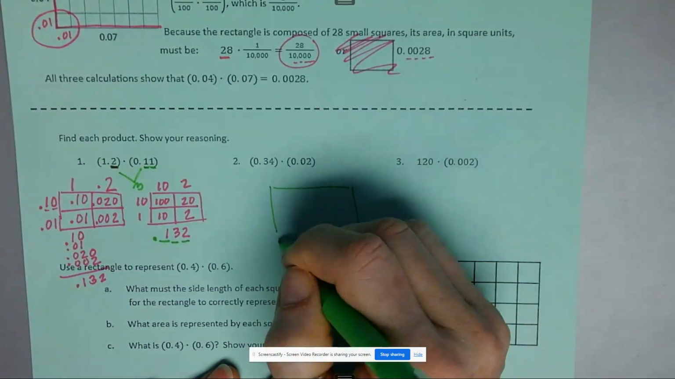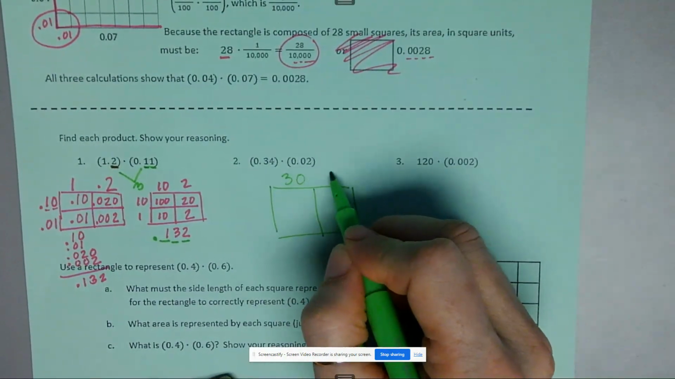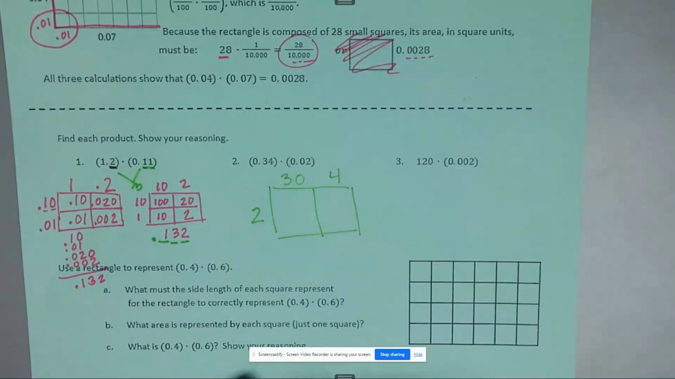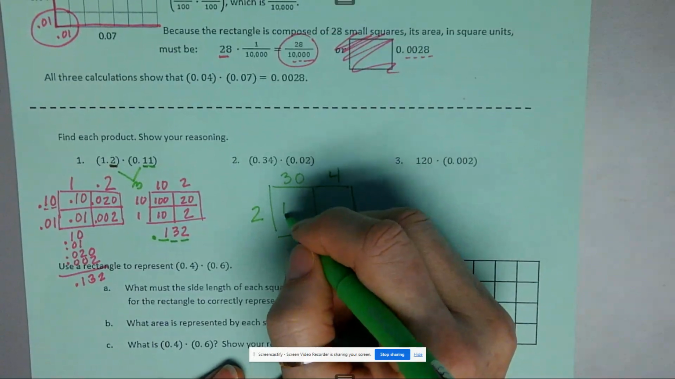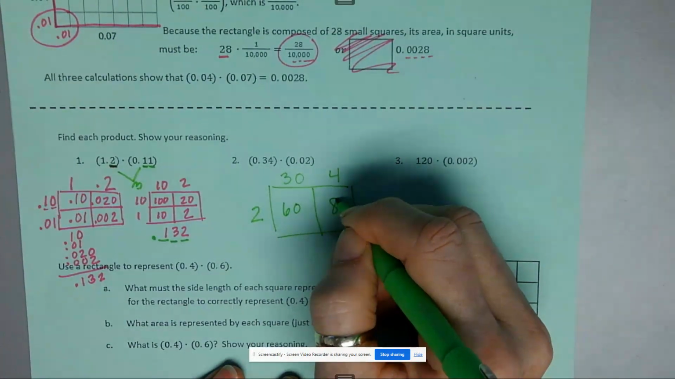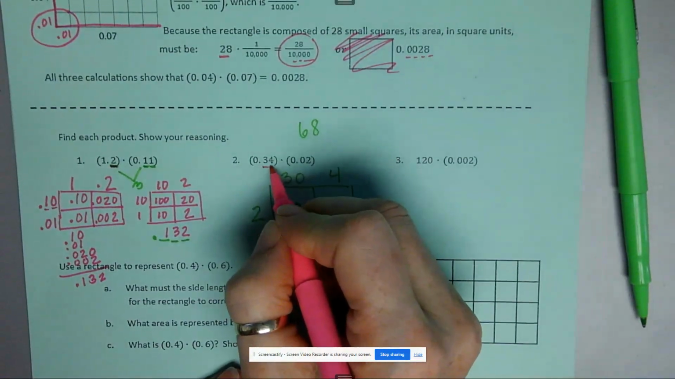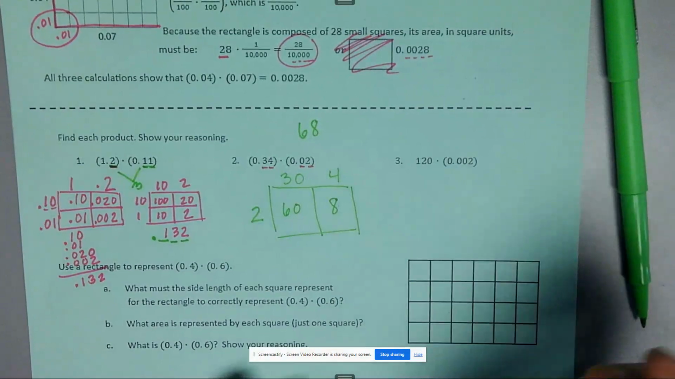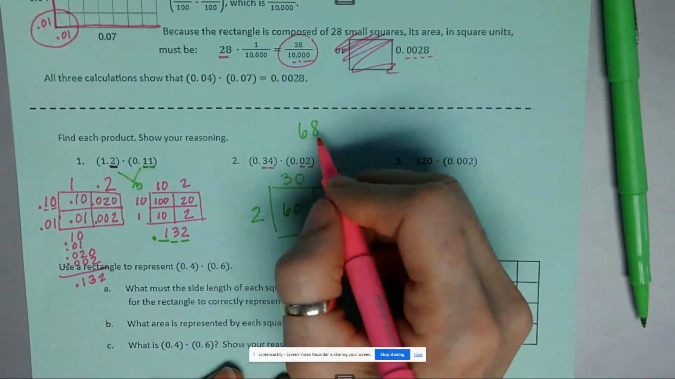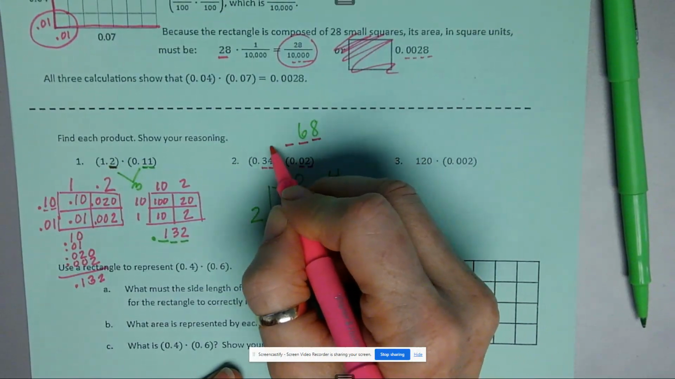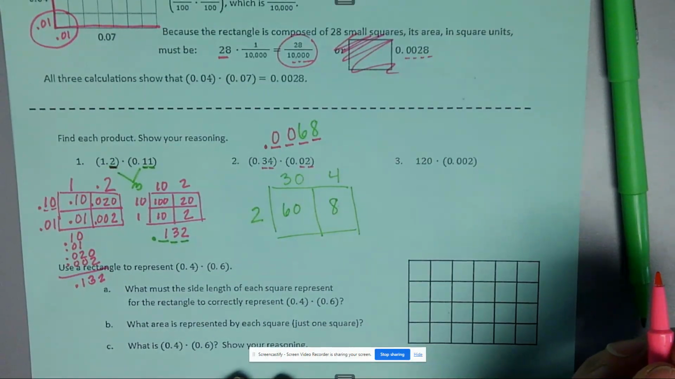So go ahead and try this one. 34 times 2. Do your multiplication and then figure out your place value. 2 times 30 is 60. 2 times 4 is 8. So I know my number is 68. Then I look at my problem. 1, 2, 3, 4. 100 times 100 means I'm going to have 1, 2, 3, 4 decimals, because that's 10 thousandths, the 10,000ths place.